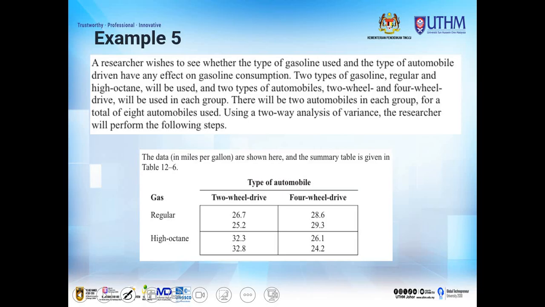So let's see, there's a gas mileage for two-wheel drive and four-wheel drive, and two types of gasoline, which are regular and high octane. Each has two types of automobile, two-wheel and four-wheel. So both of them have two values each.